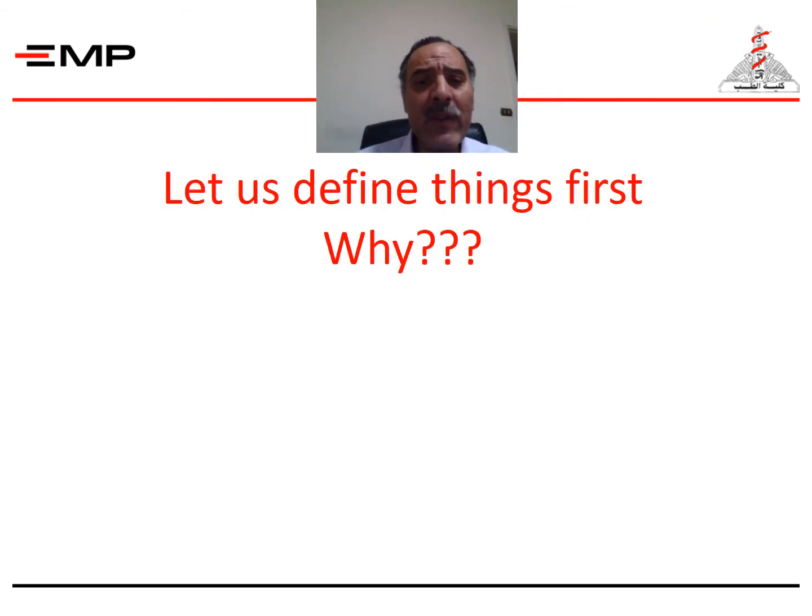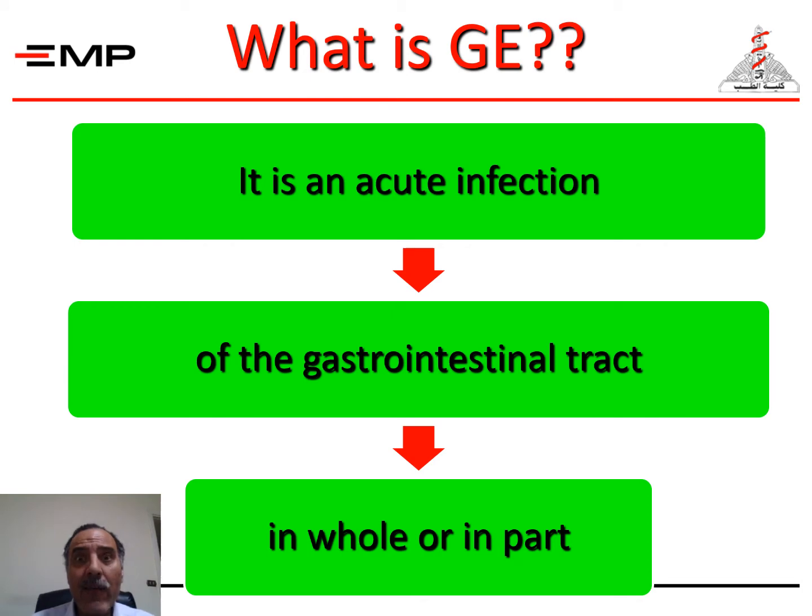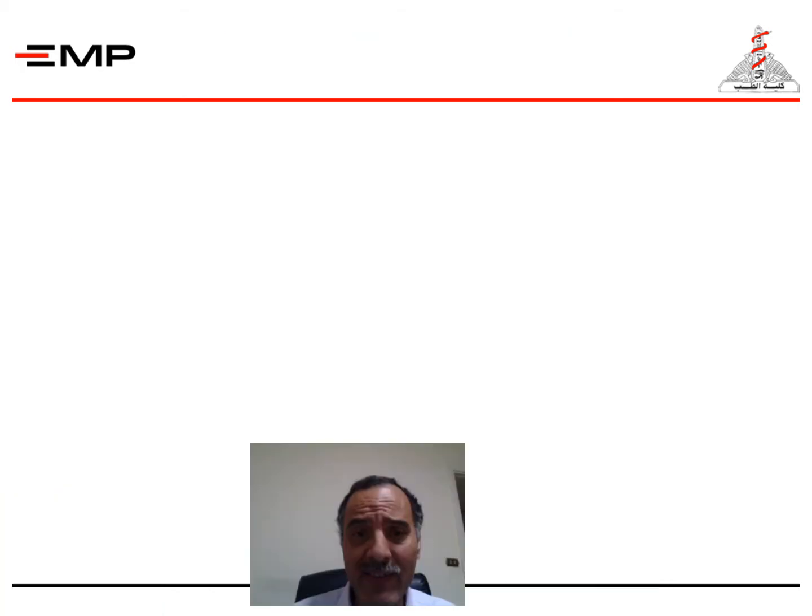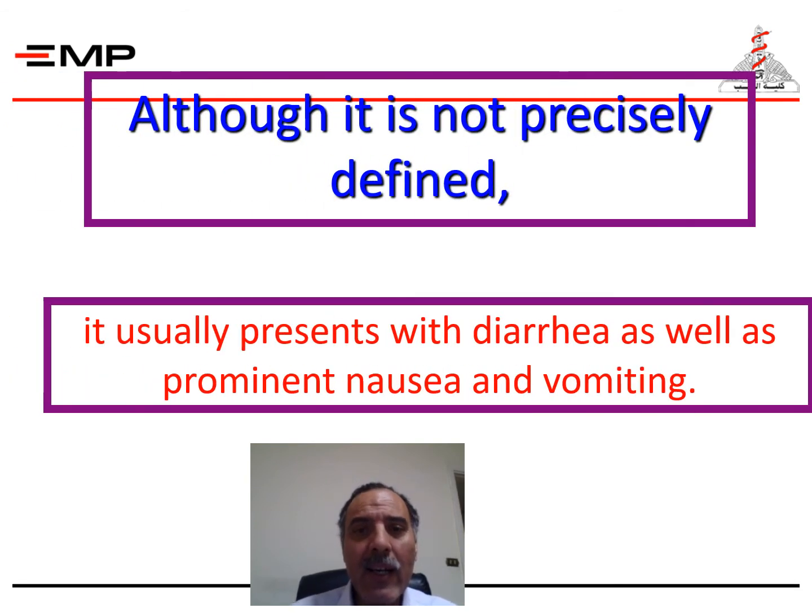You should define things first. For the first moment, you'll say gastroenteritis is well known. How to define it? It should be an acute infection of the gastrointestinal tract that can occur involving part or whole of the tract. Although this is a precise definition, it usually presents with diarrhea with or without prominent nausea and vomiting. So the cornerstone in the diagnosis usually is diarrhea.